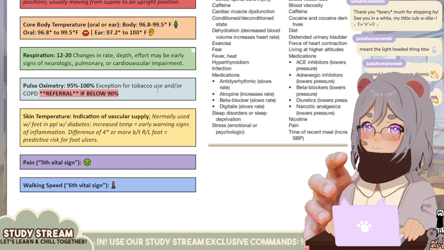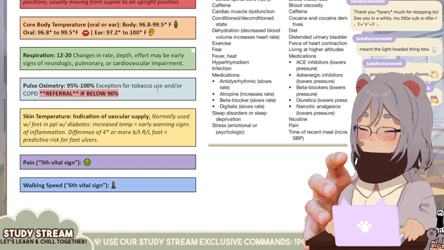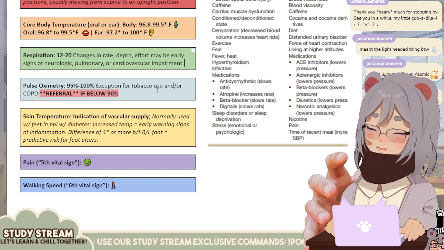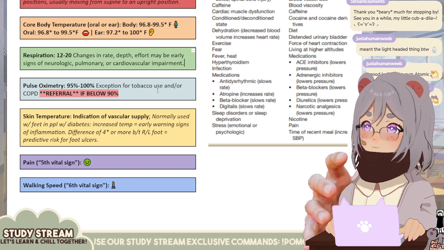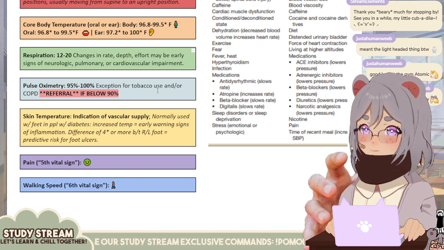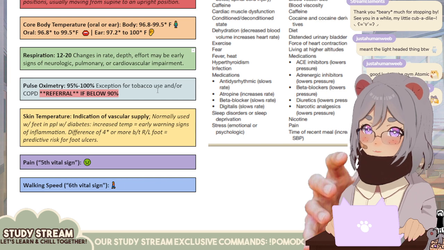If you have anything less, you might be someone who's been using tobacco, or someone with some kind of COPD, chronic obstructive pulmonary disorder.